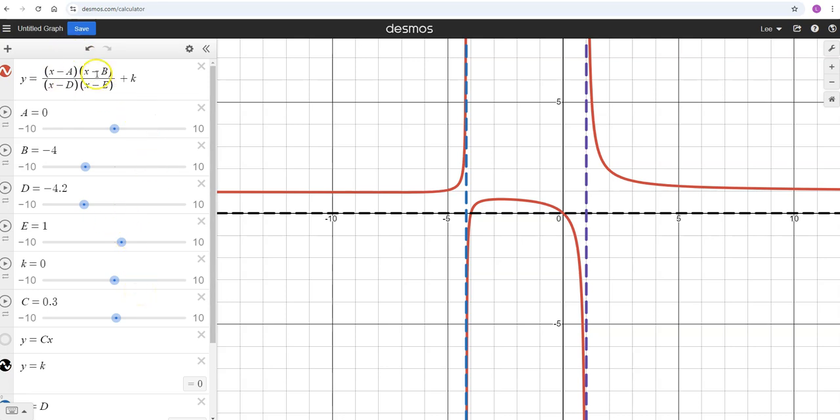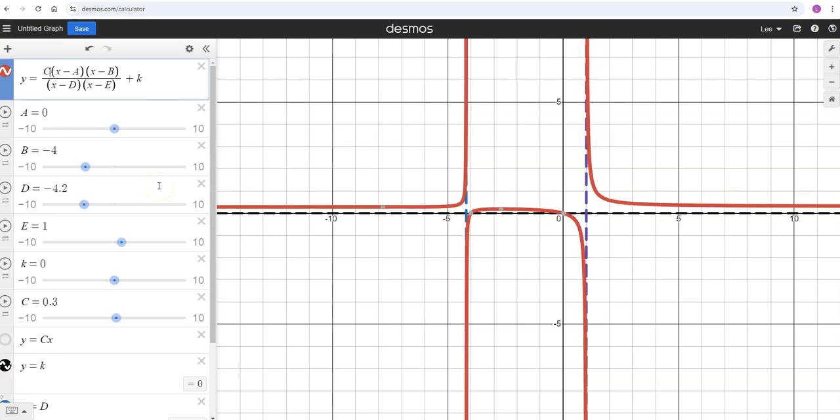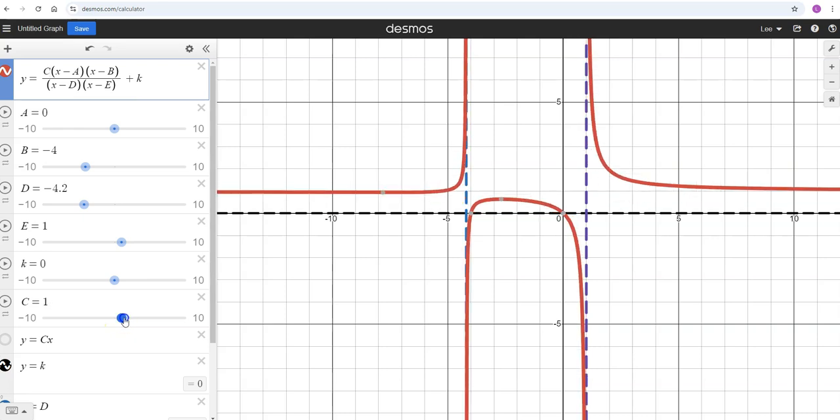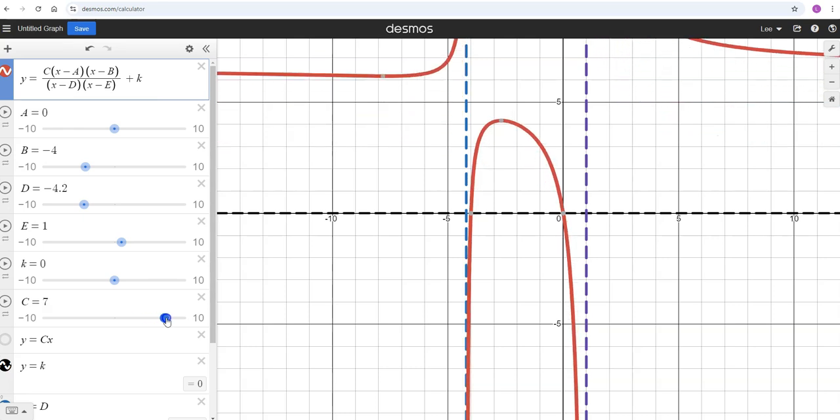Another thing you can do is put in some other constants. So I could put a constant in front if I want to adjust how tall or how shrunken this is going to be. So normally this graph is right here at 1. If I want to stretch it, right, I can make that c value bigger. So now everything's stretched by 7.